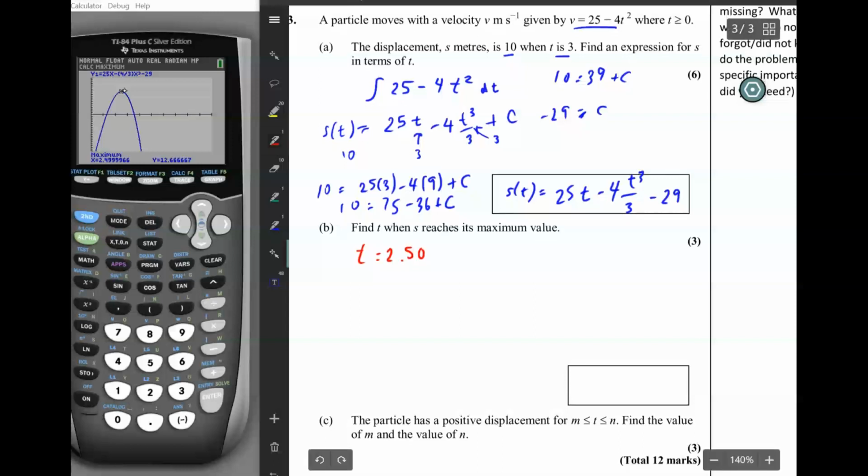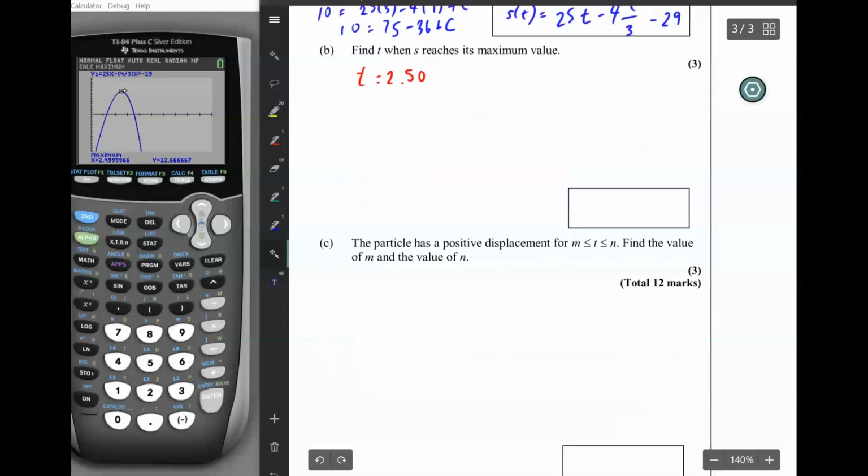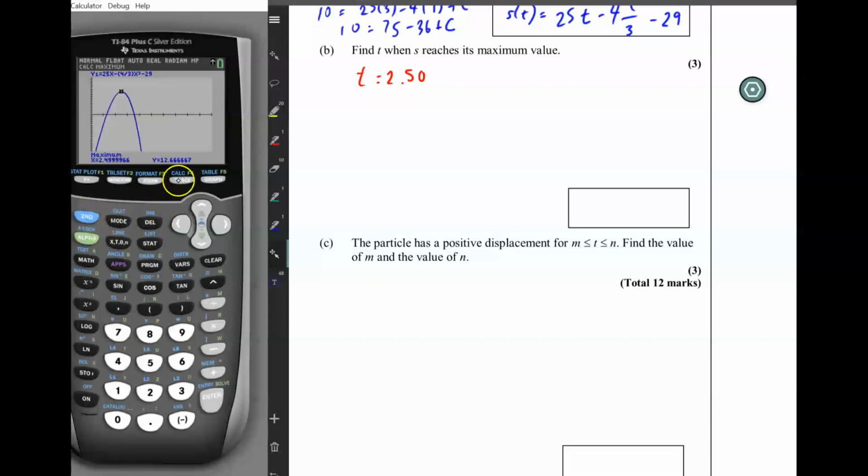Okay, let's go to part C. The particle has a positive displacement for t between m and n. Find the values of m and the value of n. So we're looking at the displacement function right here. And so it's saying, when is the displacement positive? So that would be where this little bump surges above the x-axis, right? And to find those points, we could use second calc, 0, right? If we do second calc 0, and then we do left bound, we put the cursor slightly to the left, so we could put 0.5.